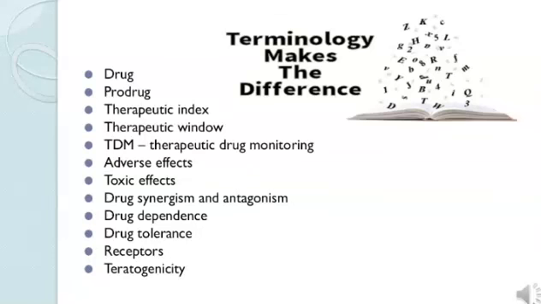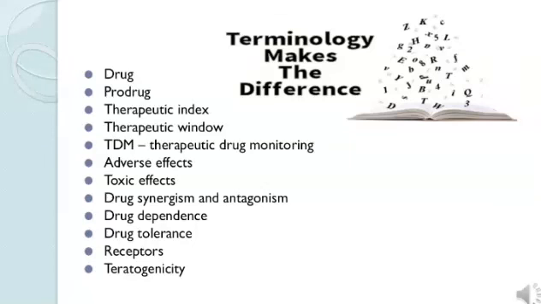Okay, there are different terminologies which may be asked in your 2-mark question or answer briefly. These are all the important terminologies which are frequently asked in your question papers. Drug. What is the definition of the drug? What is prodrug? Prodrug is nothing but an inactive form of the drug which is taken into the body and it is converted into an active form. What is therapeutic index? What is therapeutic window? Therapeutic drug monitoring. Adverse effects, toxic effects, what is the difference?